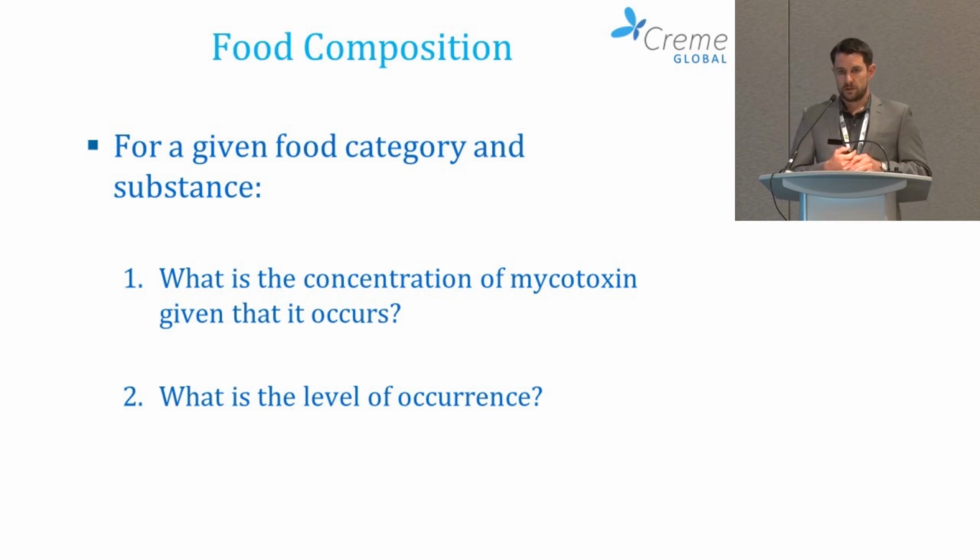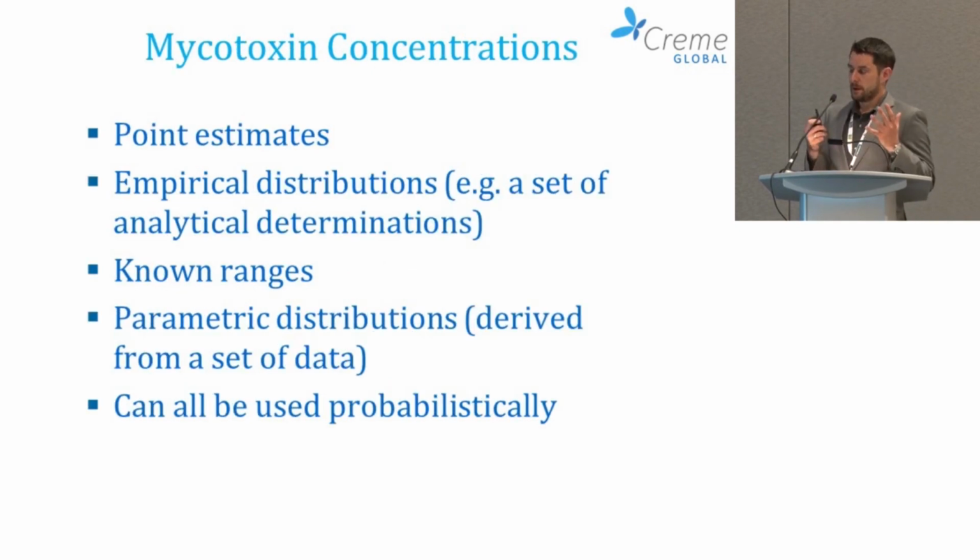The other thing that you need to think about then, and this has been covered in quite a detail, is your food composition. So you want to know the concentration of the mycotoxin and the level of occurrence. So when I say occurrence, I mean whether it's there or not, and how often does it actually occur. So this is a really important determinant of exposure that's not really taken into account a whole lot, and is something I'm always talking about, needs to be borne in mind.